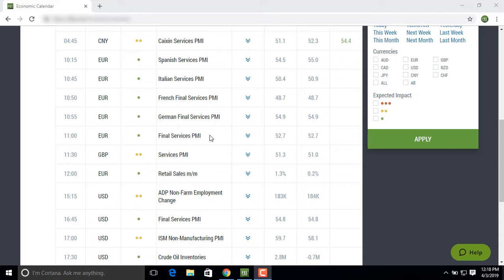As we can see from the economic calendar, there are no events with a high impact on the markets during the European and the American trading sessions. That is why it's recommended to trade on the market sentiment.